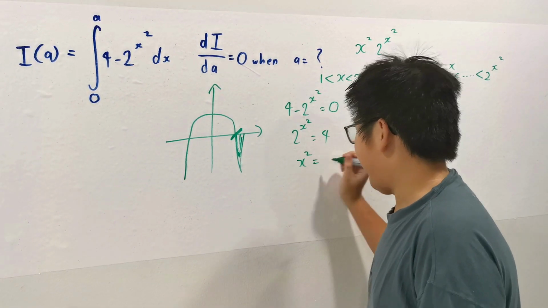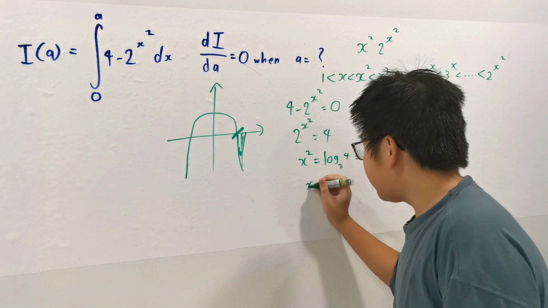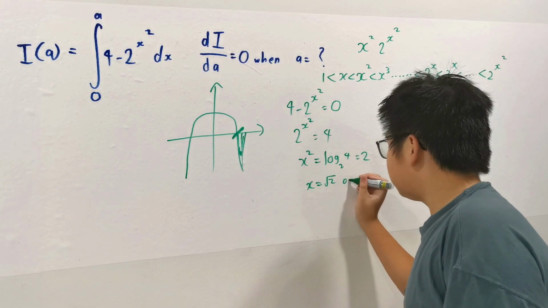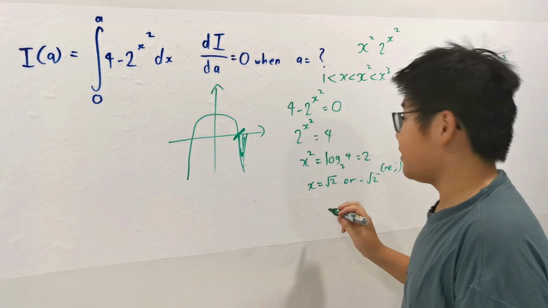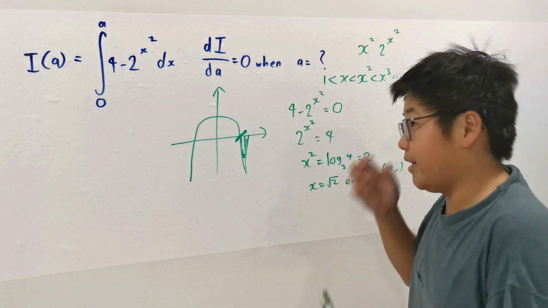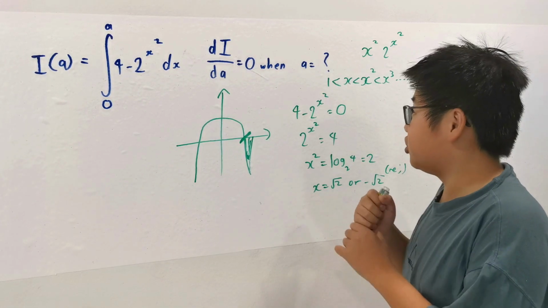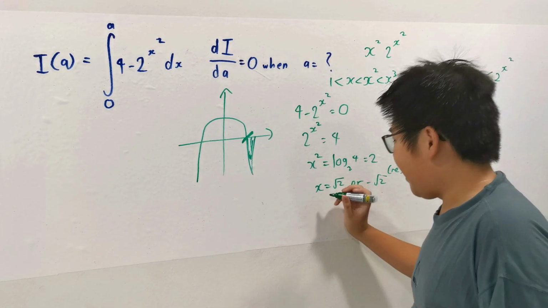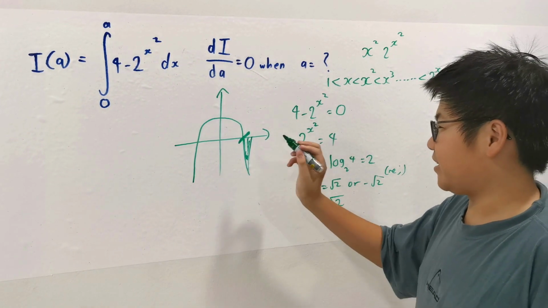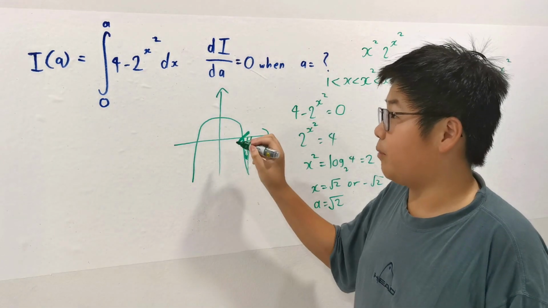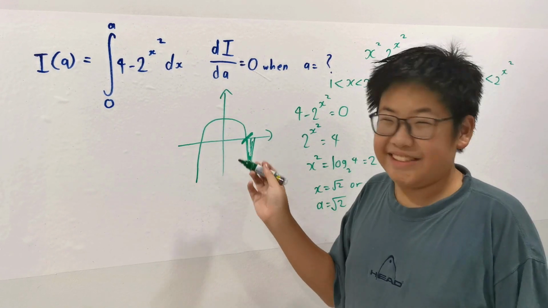Now, x squared can be written as log base 2 of 4, which equals 2. So x is root 2 or minus root 2, but since the minus square root of 2 is negative, and our little a here is actually very much positive, x is the square root of 2. This also means that a is the square root of 2, because the area is a maximum when a is the square root of 2. Does that make sense here?